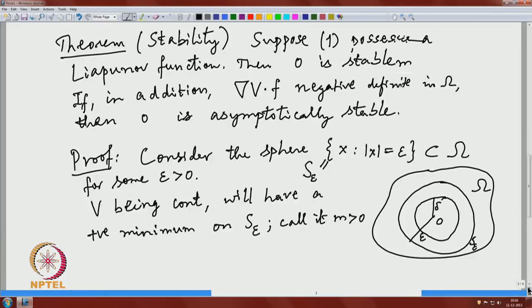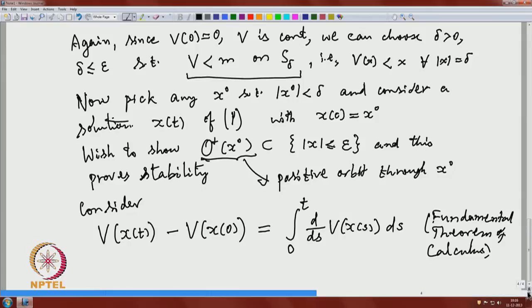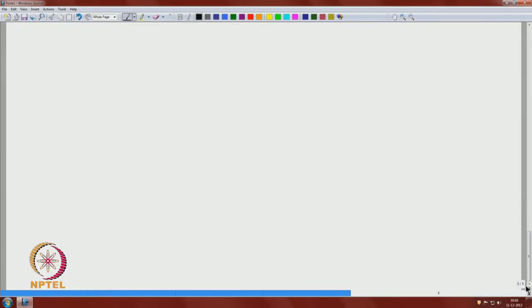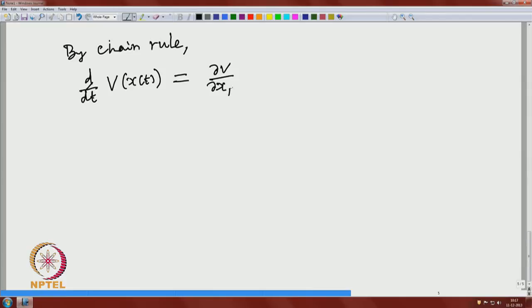Now, the second hypothesis comes into the picture. So, by chain rule, this is another thing from calculus. d by dt of V of x(t) is nothing but dV by dx1 times x1 dot plus dV by dx2 times x2 dot plus etcetera, plus dV by dxn times xn dot.